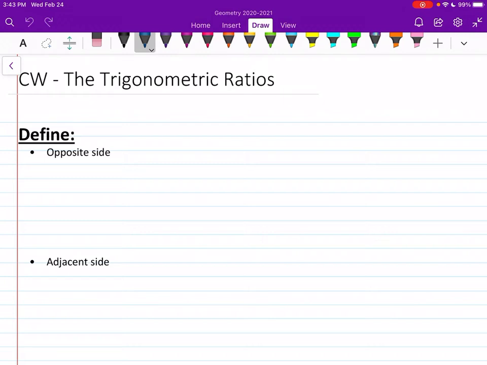So first thing I want to say is when we talk about trigonometry, we are talking about right triangles only, okay? So all the triangles we're talking about are right triangles. So first definition, we need to talk about opposite side and adjacent side.